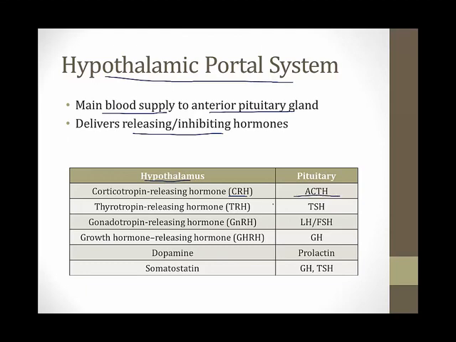In the same manner, the hypothalamus can release TRH, GnRH, or GHRH to drive the release of TSH, LH-FSH, and growth hormone. Prolactin is unusual. It is released from the pituitary and it's controlled by dopamine from the hypothalamus, but dopamine inhibits prolactin release. Also along those lines, somatostatin can be released by the hypothalamus and it inhibits release of growth hormone and TSH.